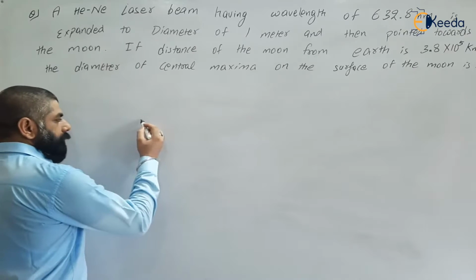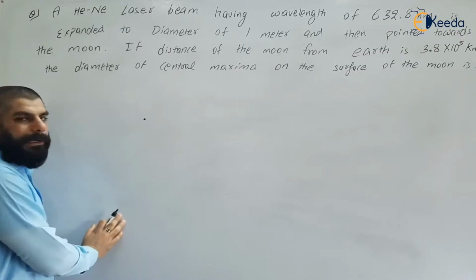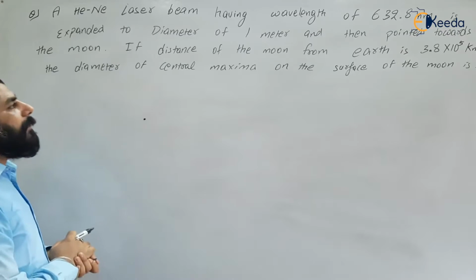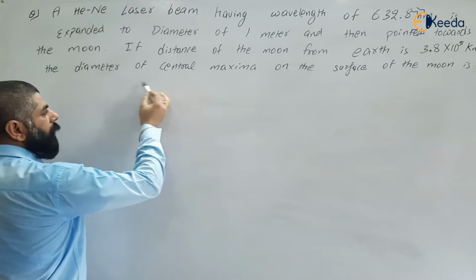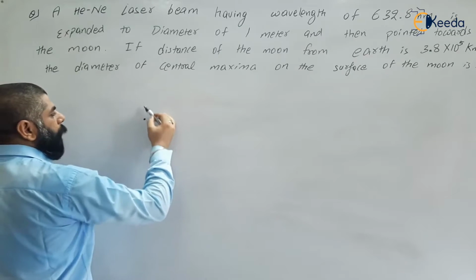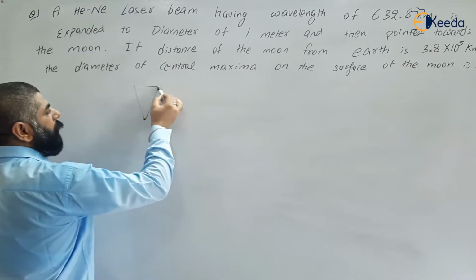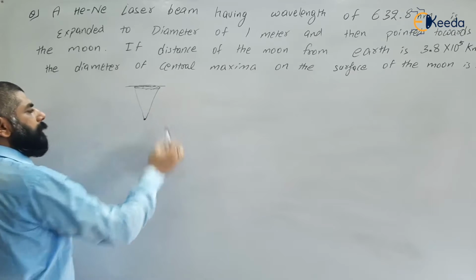Suppose this is the source of a laser. This laser is a helium neon laser. Now the diameter of this is expanded to 1 meter and then pointed towards the moon. So the moon is placed above. When the laser light propagates, it will have some divergence. Because of this, it will generate a circular spot on the surface of the moon.